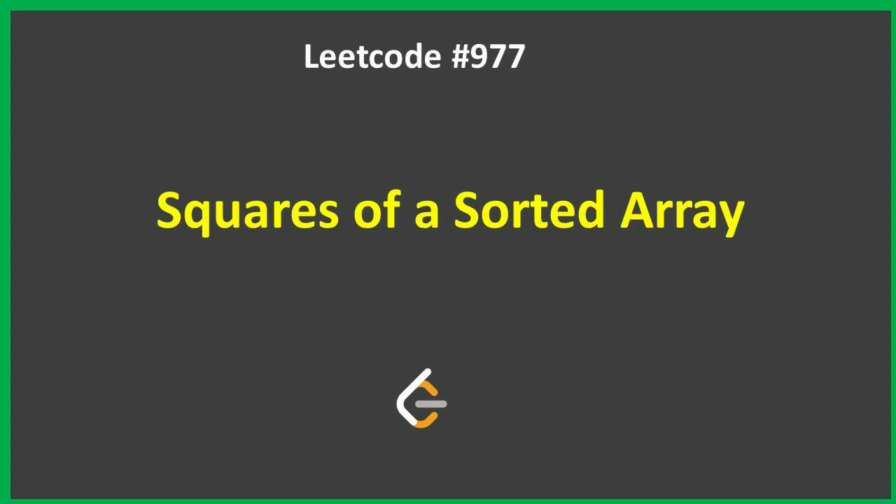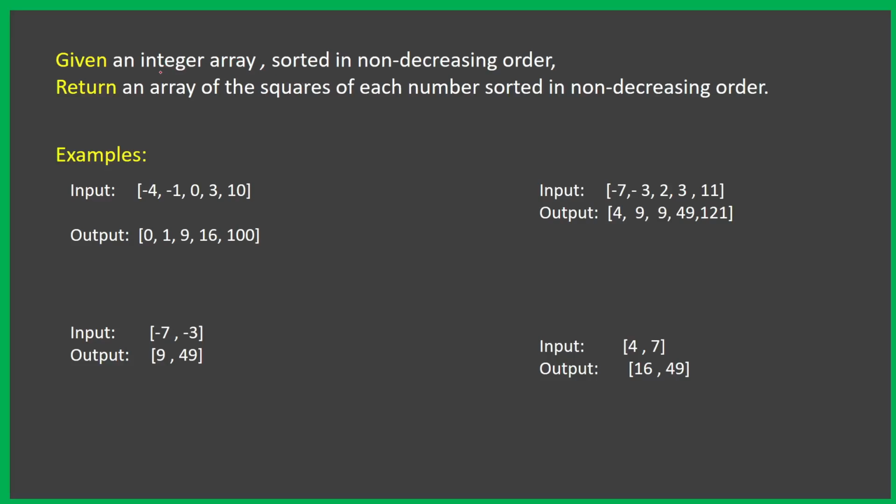Today in this video we will understand one of the LeetCode problems. The problem is: find the squares of a sorted array. So let's understand what the problem statement is. The question says we are given an integer array, and this array is sorted in non-decreasing order. We have to return an array which has the square of each number of that given array, and this output array is sorted in non-decreasing order.